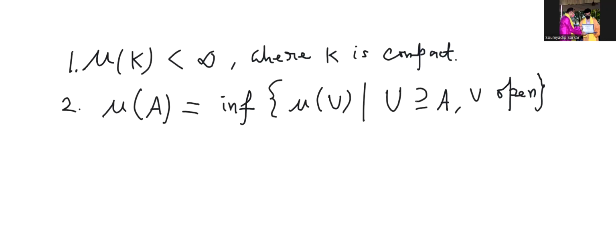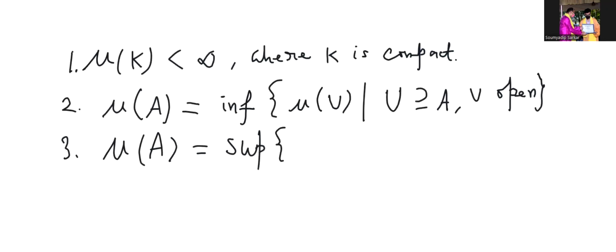And what is the third thing? That is inner regularity. So this is approximation from inside. So this is supremum over mu of K, where K is contained inside A. So in the second condition, U was containing A, but here K is contained inside A. The approximation is happening from inside. That's why it is called inner regularity. And K compact.